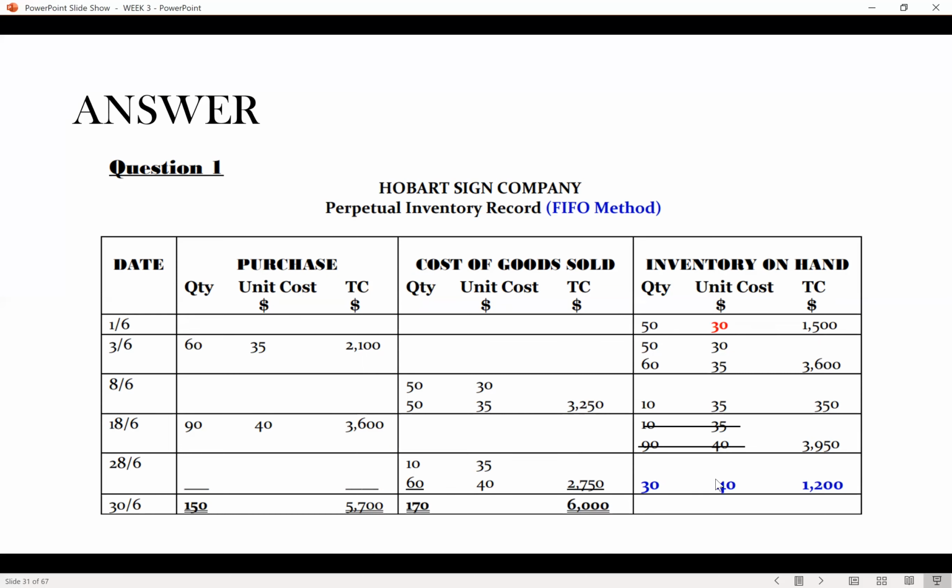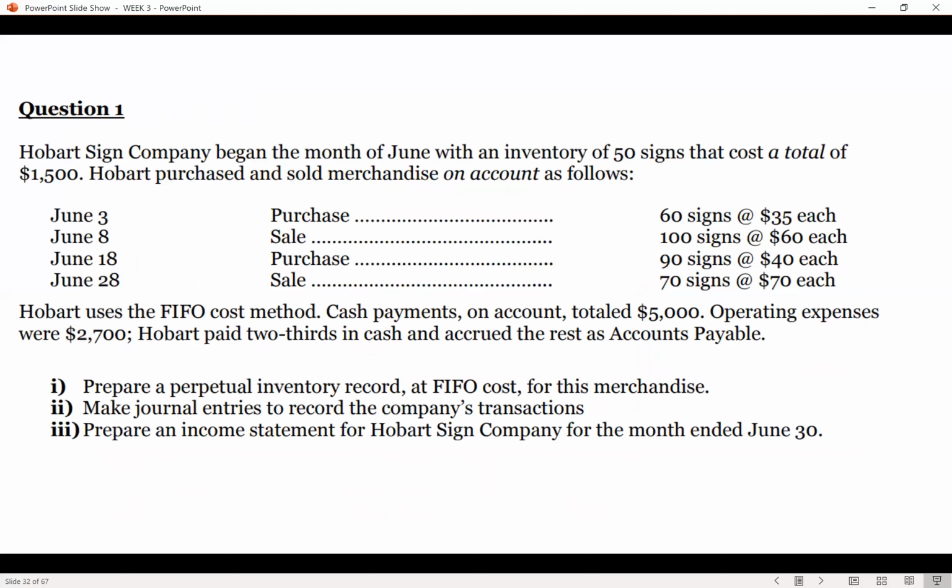Point to note is that our inventory on hand was already updated, right? Because the last set of goods that we took out here was 60. So we have 30 at 40, which is 1,200. So there is no summing to do for your inventory on hand, right? But the question is not yet finished, right?